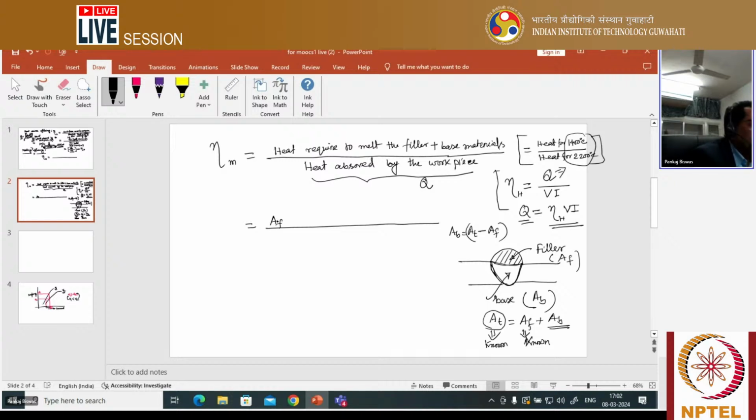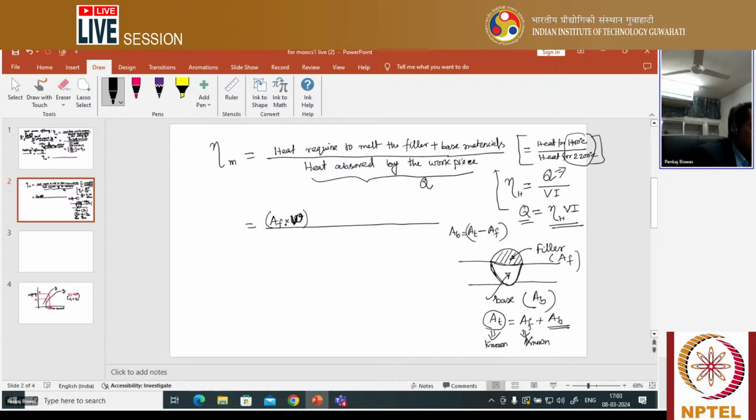So if I know AF, AF into what? AF into the velocity of weld. Instead of V, here I am writing W for welding speed, that will be better. AF into W will give you the mass flow rate of filler wire. This is the mass of filler wire per second.